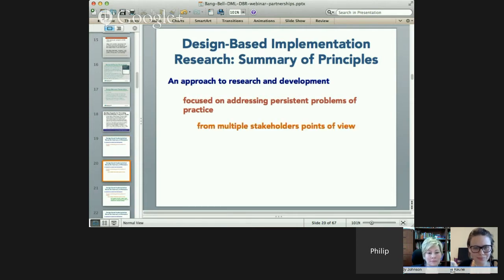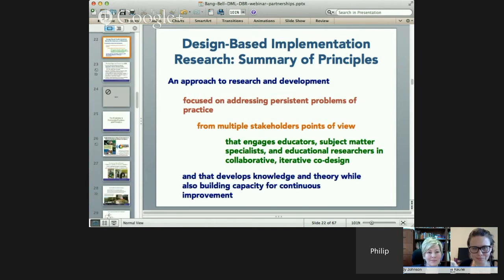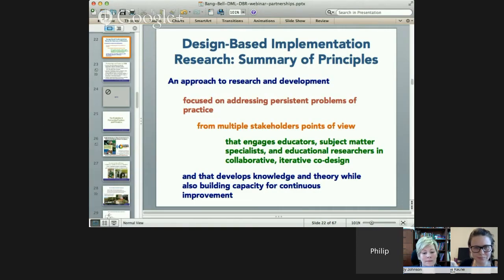You have the multiple stakeholder points of view being coordinated in the work. You're engaging educators, the diversity of folks in iterative co-design in that way, and we'll show in the example coming later. And you're actually developing theoretical knowledge, which we've talked about, but you're also building capacity to do ongoing continuous improvement work, which is maybe the ultimate contribution, to get people within these spaces to work across research and practice divides in ongoing, productive ways.